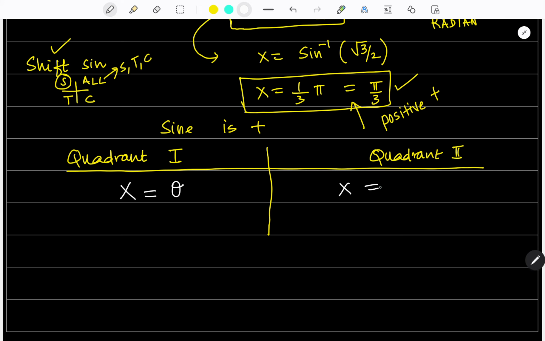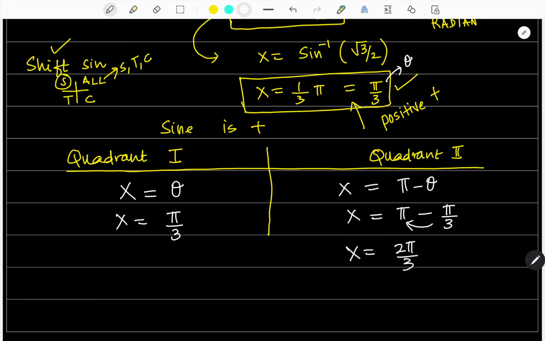In the second quadrant, x equals what? Pi minus theta, right? So x equals theta. What is your answer? You got pi by 3, right? And x equals what you got? Pi minus pi by 3. Just imagine this is theta. So what happens now? x equals 3 pi minus pi, which is equal to how much? 2 pi by 3. So x equals pi by 3 and x equals 2 pi by 3.